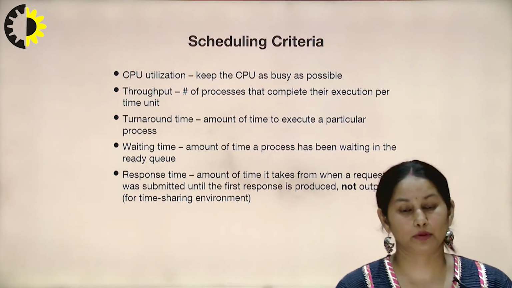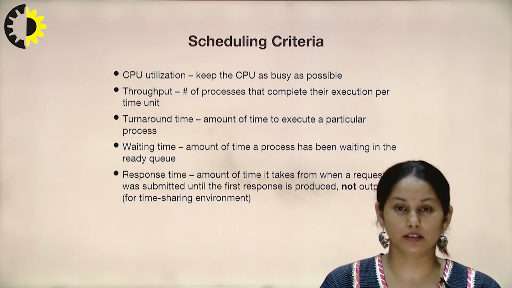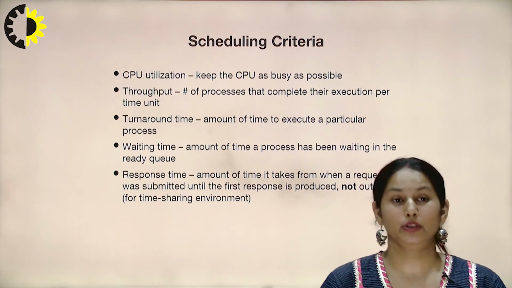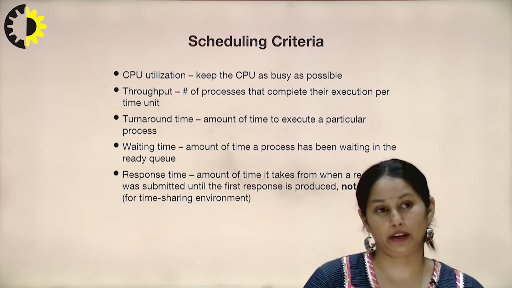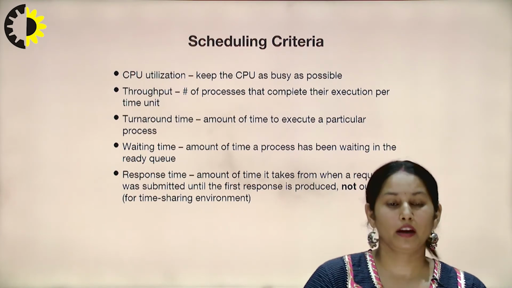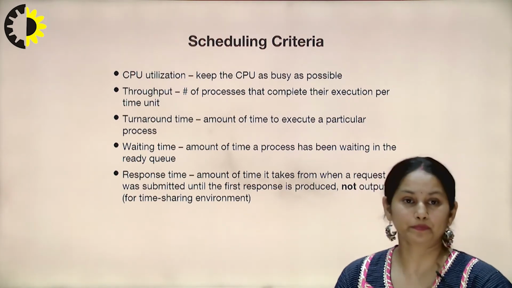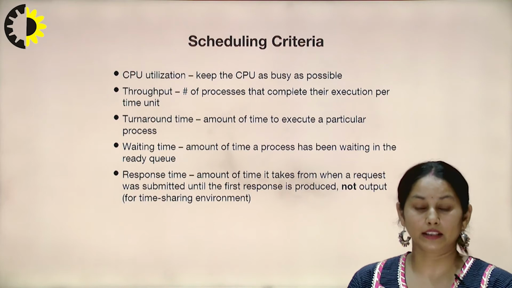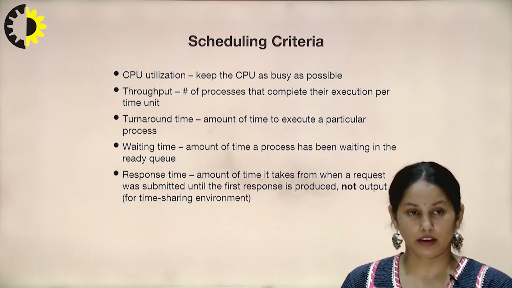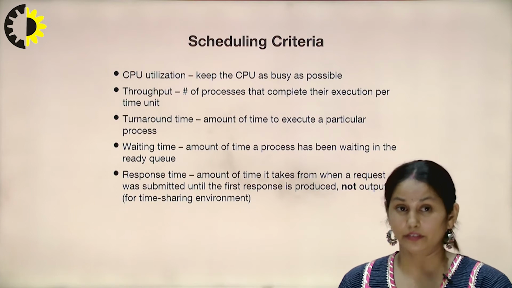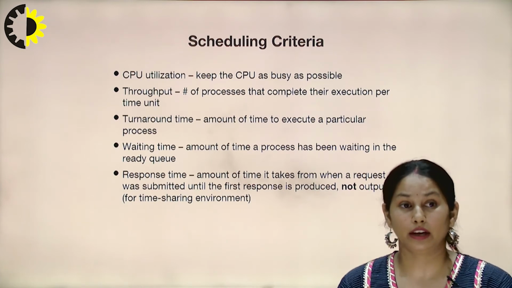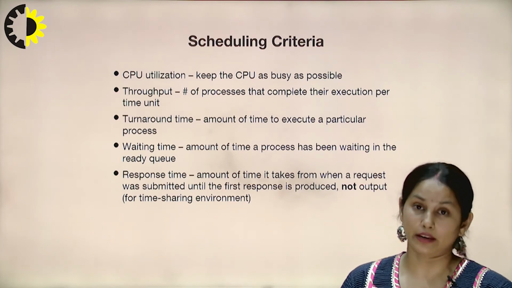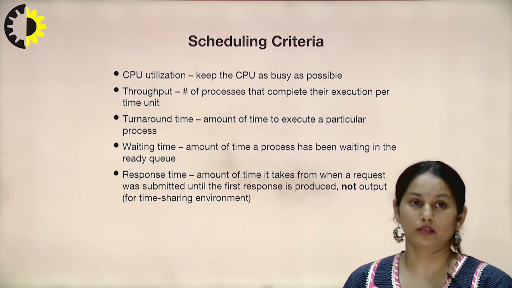Now, what is the waiting time? Waiting time is, again, as per the name says, that a process is waiting for the CPU allocation. The amount of time a process has been waiting in the ready queue is known as waiting time. Now again, the response time. So response time is what? It is the amount of time taken from when a request is submitted until the first response is produced. So that is the response time, that the CPU is responding to the process. In what amount of time is the CPU responding?